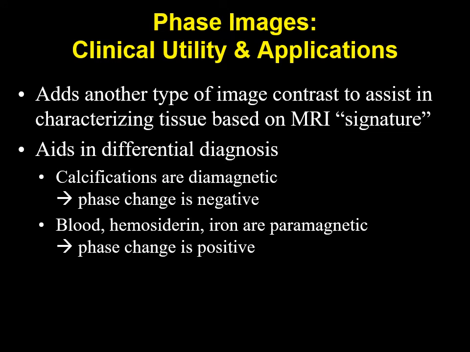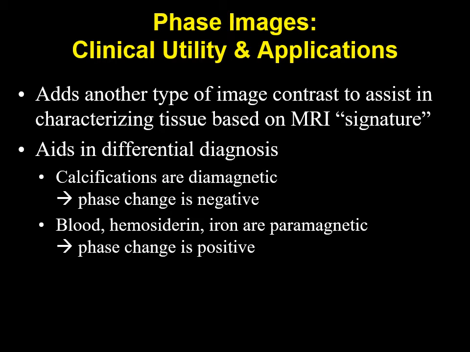Phase images have a clinical utility in characterizing tissue. They add another type of image contrast to assist in characterizing some tissues based on their MRI signature, and therefore they can aid in differential diagnosis. For example, calcifications are diamagnetic, and on our scanner, diamagnetic materials are displayed as negative. So if we see a dark material on a phase image, we would conclude it is diamagnetic. The most common diamagnetic material in human tissue is calcifications.